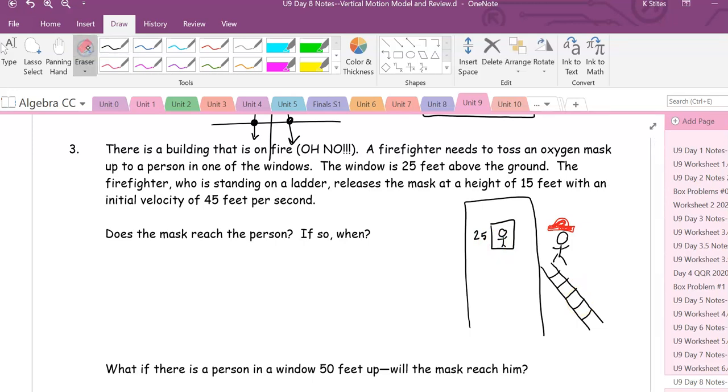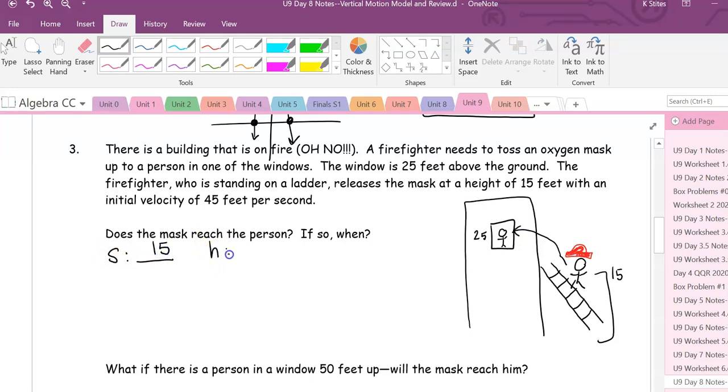We're gonna move him down a little bit. He's not all the way up there. He's here. We just lost a leg. And then the firefighter who's standing on a ladder releases at a height of 15. So he's at 15. So he's throwing the mask to the person. That means the mask is starting with the firefighter and the starting height is 15.